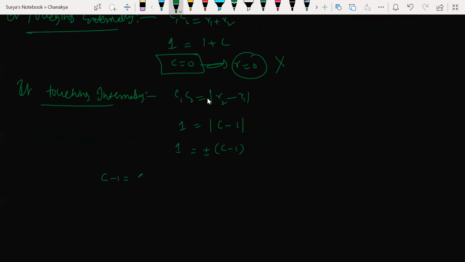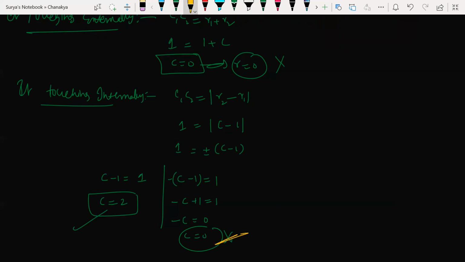C minus 1 is equal to 1. C minus of C minus 1 is equal to 1. C is equal to 2. And here minus C plus 1 is equal to 1. So minus C is equal to 0. C is equal to 0. Again, I'm getting C 0, which is not possible here. So C value kya hota hai? Answer is 2 here. Getting my point?